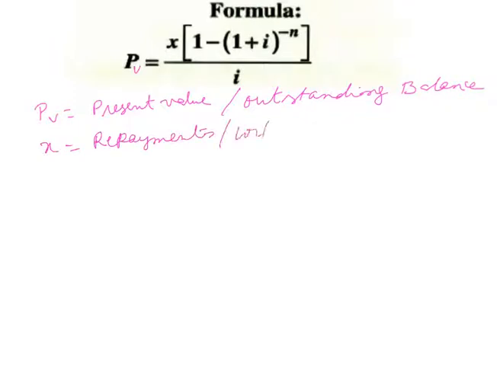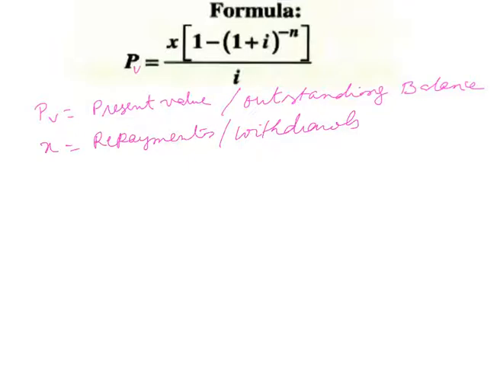So understand the keywords, and that tells me I have to use a present value formula. X is a repayment. Loan account is a present value. Bond repayment, yes.